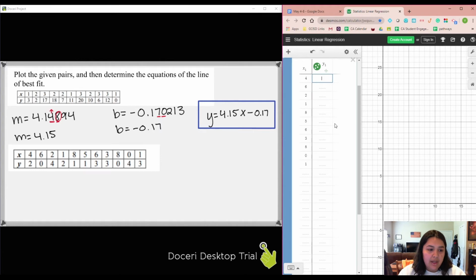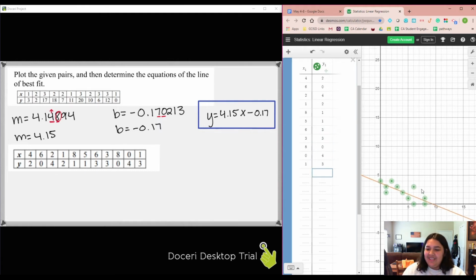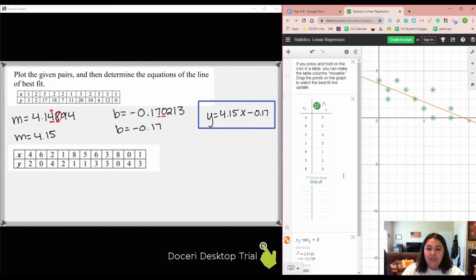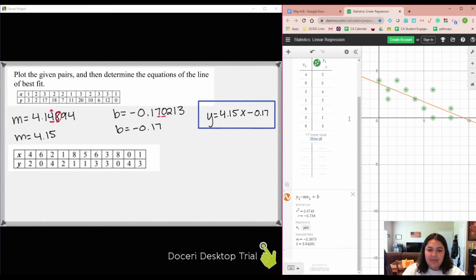Okay, and then for my y values, I have 2, 0, 4, 2, 1, 1, 3, 3, 0, 4, 3. Okay, so here let's zoom in and look at these. Hopefully I did not miss any. I don't think I did. But my m and my b are under parameters right here.